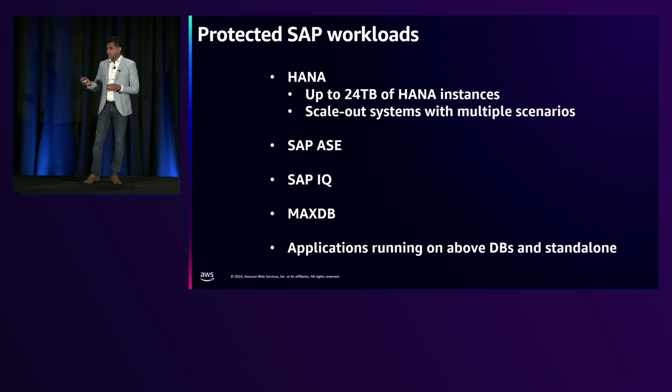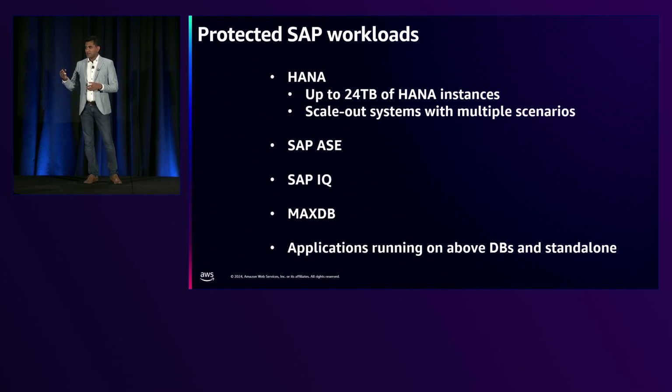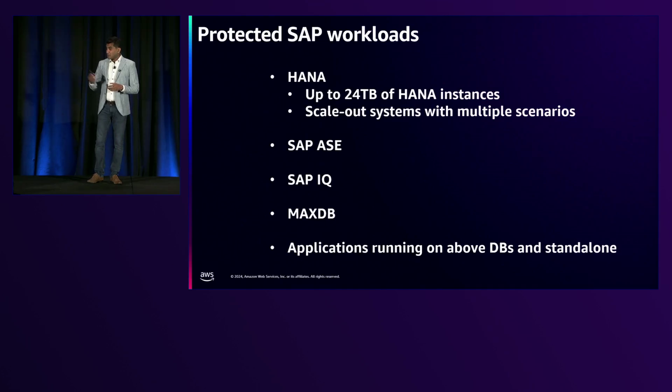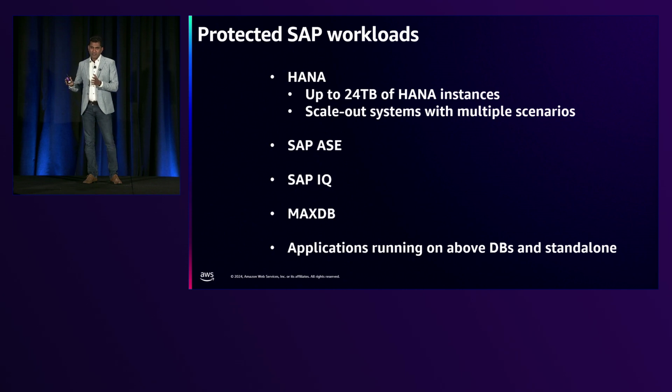So these are all the databases in our environment currently we are running, where we use the EBS snapshot feature and snapshot lock feature. Of course, we are running HANA systems up to 24 terabytes. The next one is on the way. And we are using HANA scale-out systems, the EBS volumes and EBS snapshots, and of course SAP ASE systems, IQ boxes and MaxDB, and also applications running on top of these boxes, right?